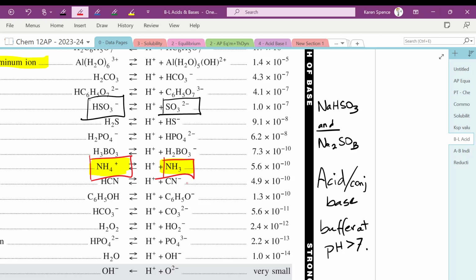Could you use phenol? Would phenol work? Yes, because the Ka is less than 10 to the negative 7. In fact, you could use any of these acids.